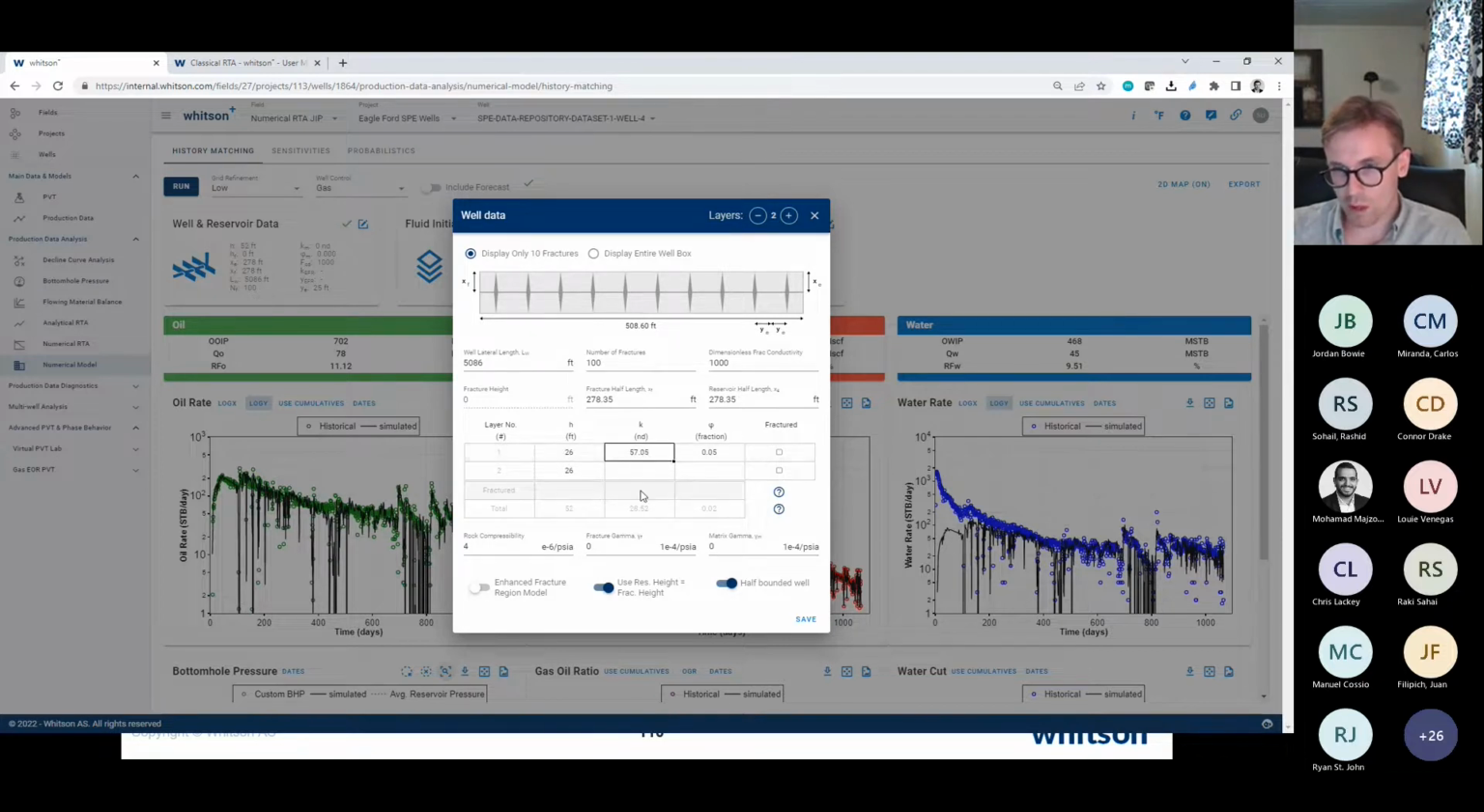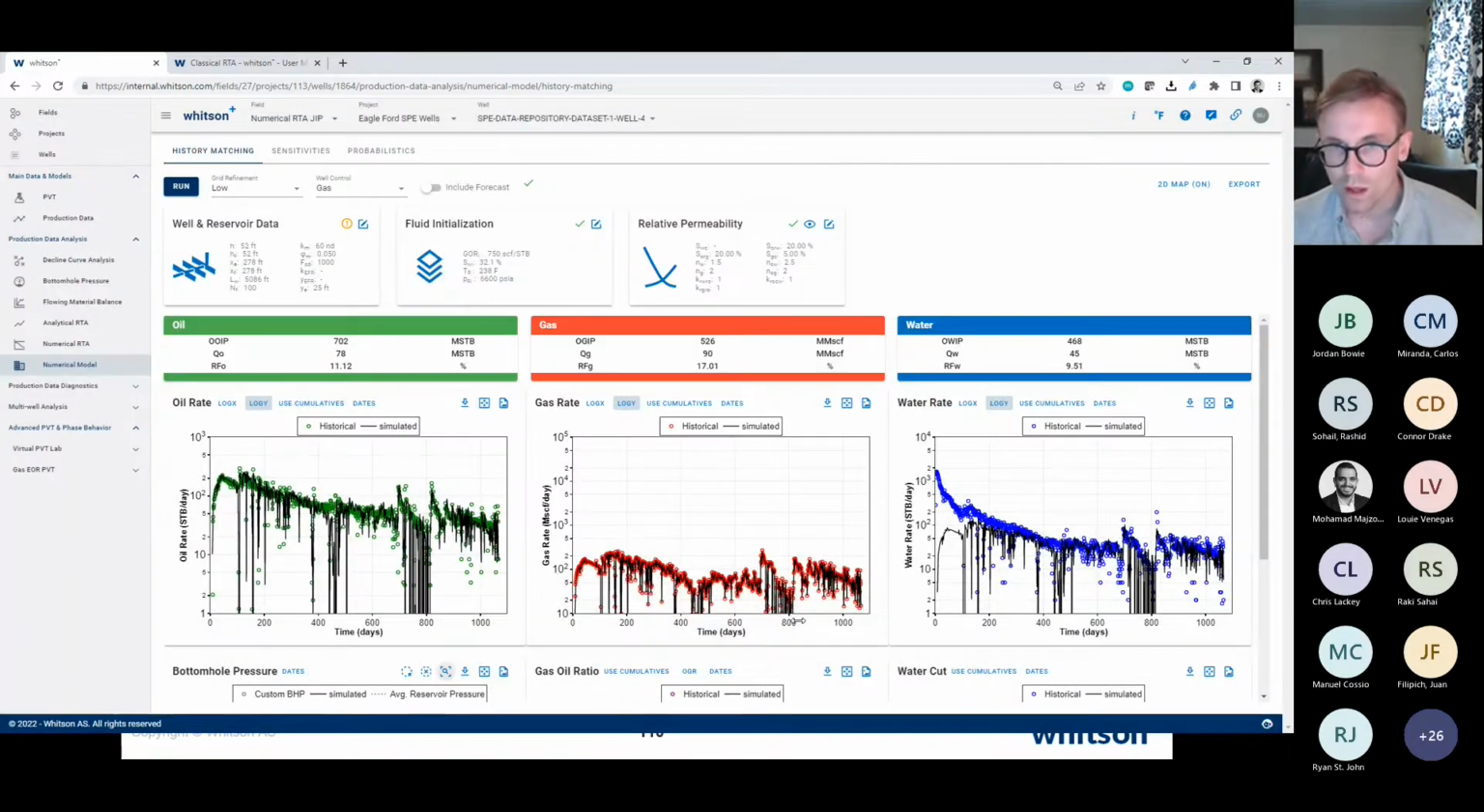And then I have a perm of around 57 that I would like to match. So I'll do something around 120, and that's around 60. Then I'll just keep the porosity the same in both layers, just for example purposes, and make them both fractured layers. And then if I click save, I've now gone from a single well model to a 2-layer model.